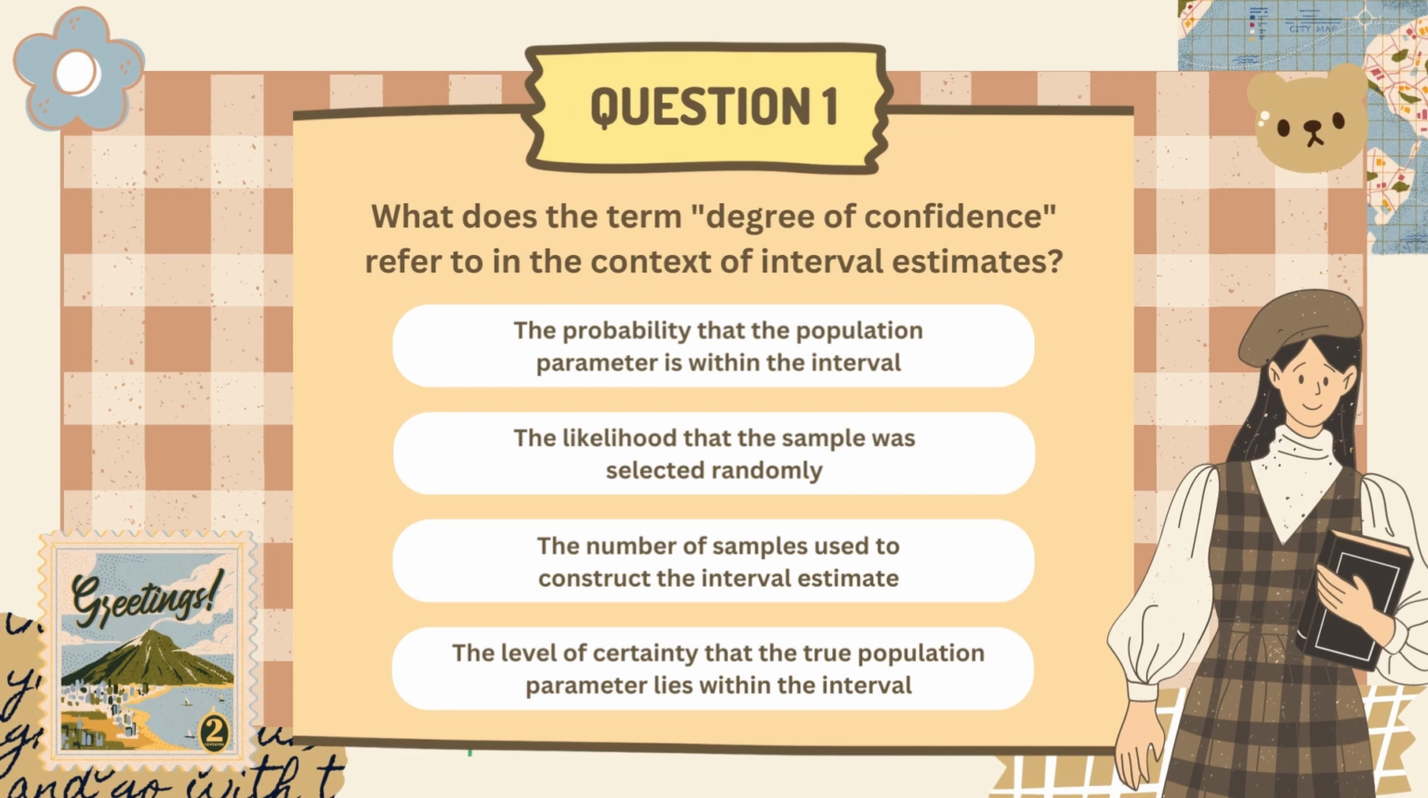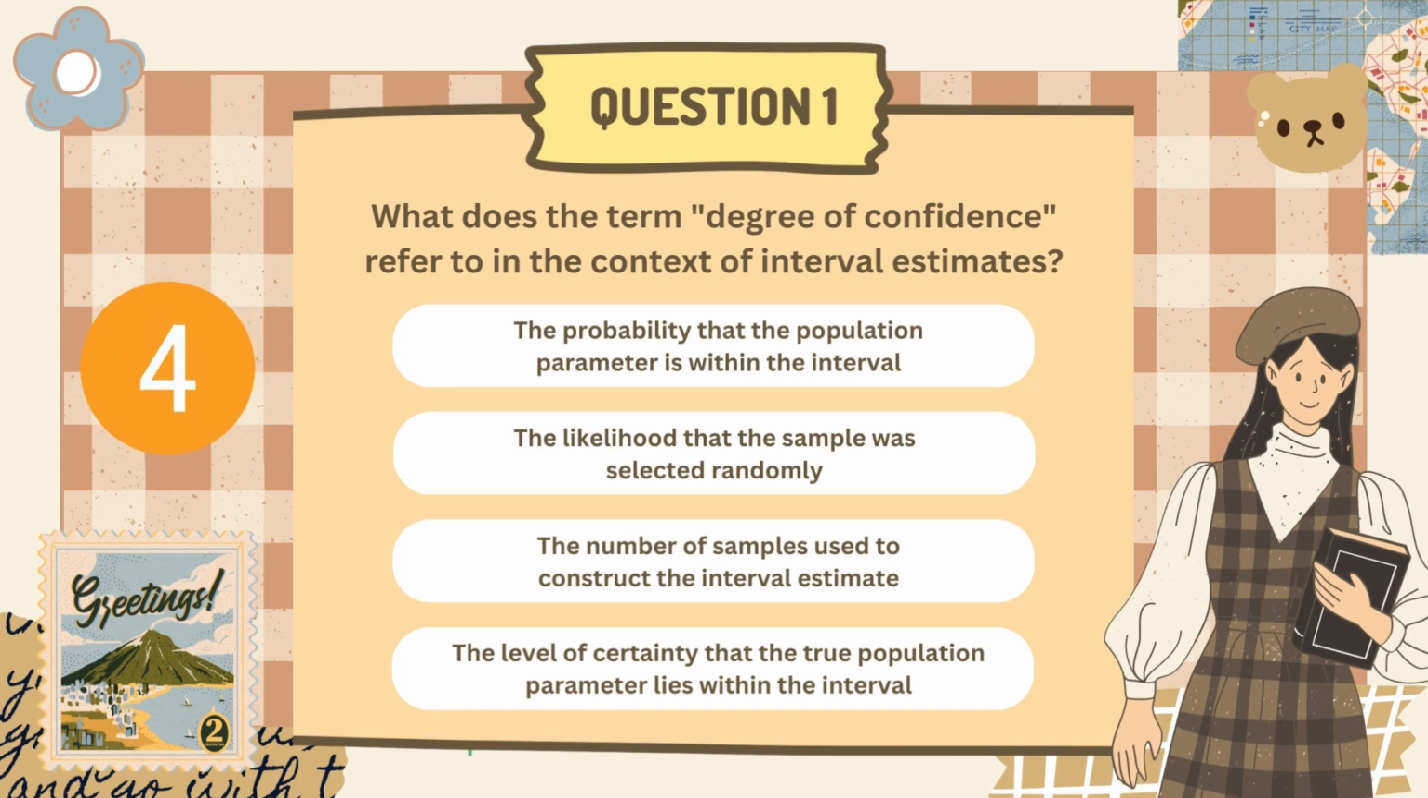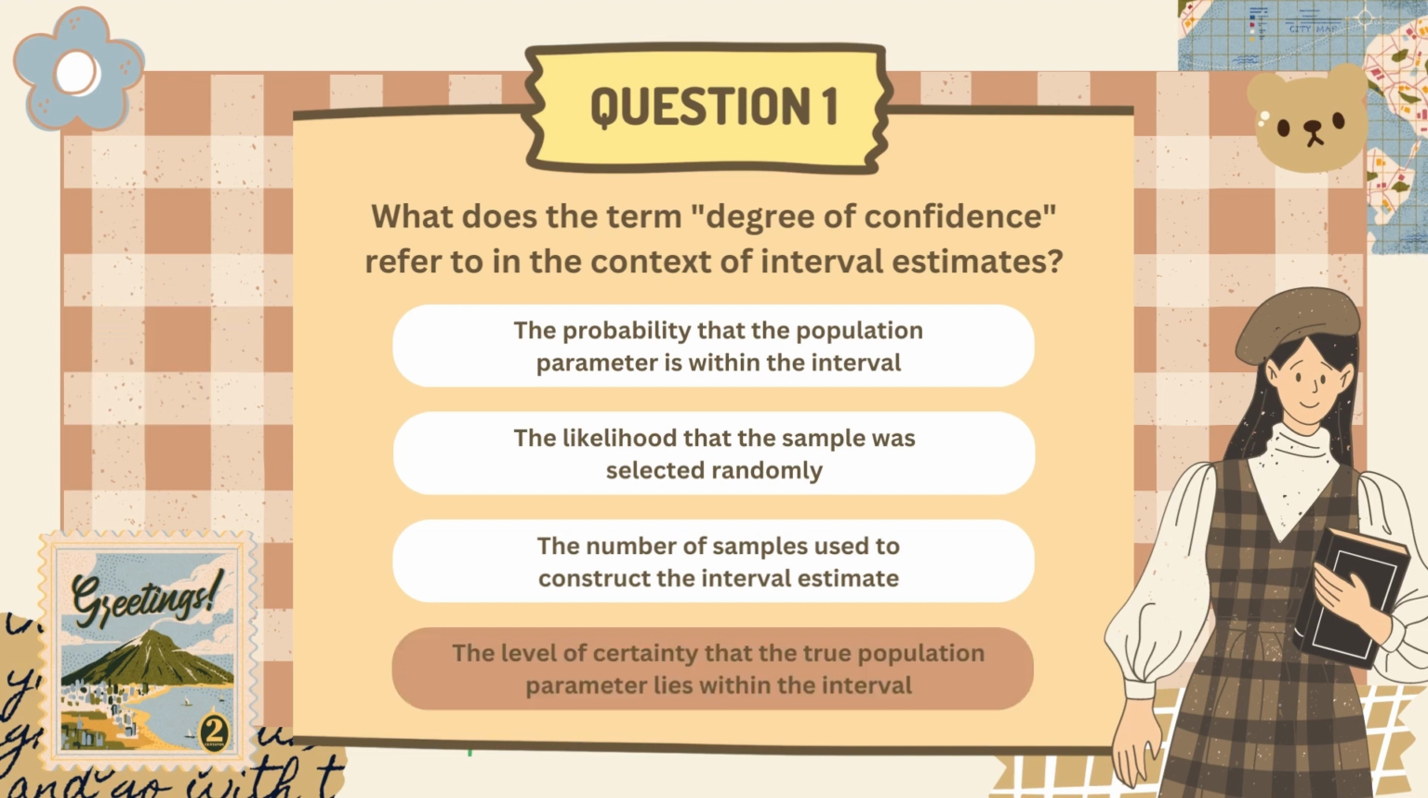Number 1. What does the term degree of confidence refer to in the context of interval estimates? A. The probability that the population parameter is within the interval. B. The likelihood that the sample was selected randomly. C. The number of samples used to construct the interval estimate. And for letter D, the level of certainty that the true population parameter lies within the interval. The answer is D, you are right.